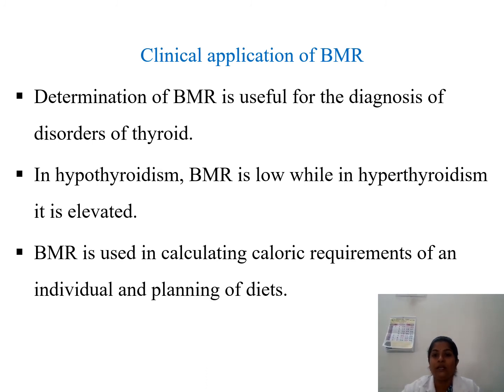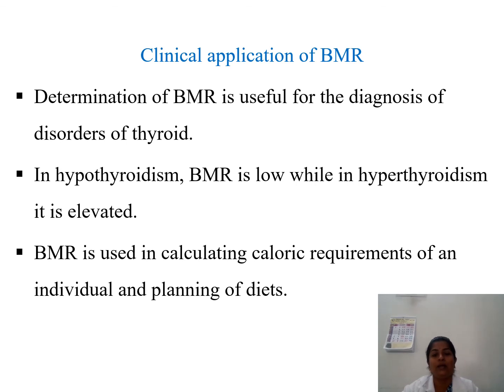So here it is not about just knowing the definition of BMR or normal value of BMR and also the factors affecting the BMR. Here we should know in what all diseases or clinical conditions BMR has its role. It is useful for the diagnosis of thyroid disorders. I have already explained the same under factors affecting BMR, that is the hormonal status. Here BMR is low in hypothyroidism and it is elevated or high in hyperthyroidism.